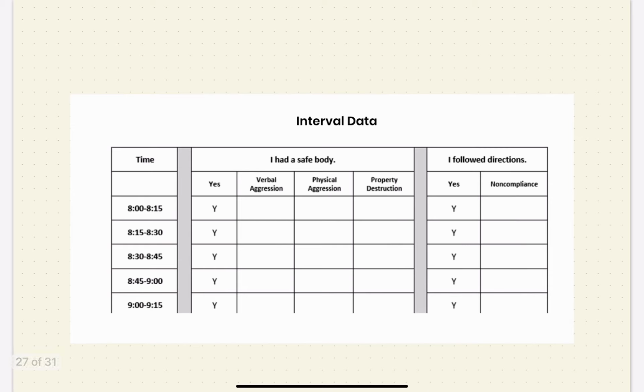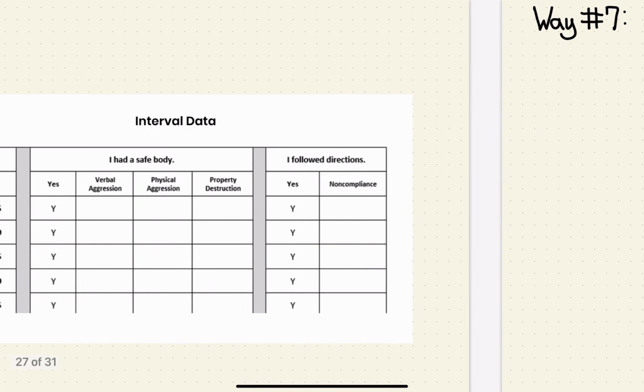Here's an example of what one of those interval data sheets would look like. So you have your intervals of time on the left side, and then you have a tally or point system. So Y is for verbal aggression, follow directions. You have goals on top, and then what those will look like underneath.